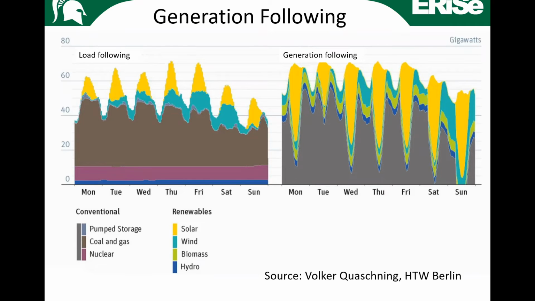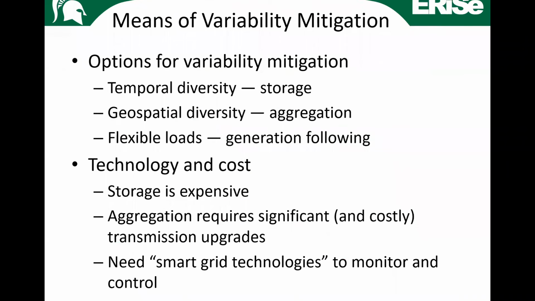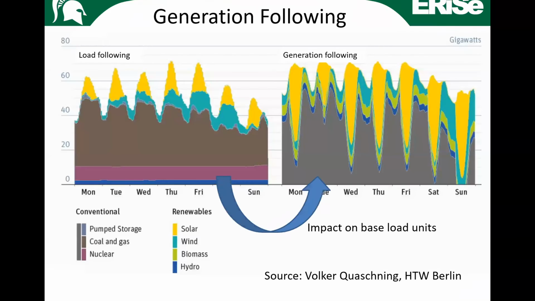Now look at the impact on base load units. Okay, if that happens, it is going to negatively impact your reliability. And people are already concerned about that. So as I said, as we move toward a future, we will likely strike a balance between these three approaches to accommodating more variability.